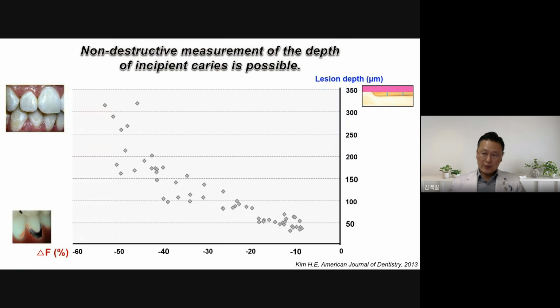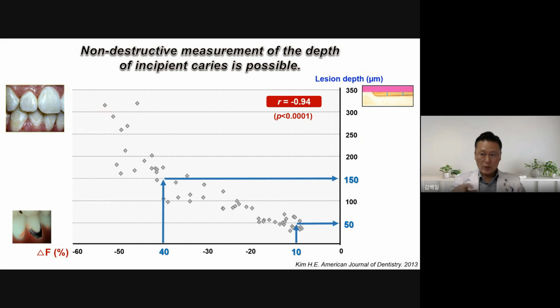According to our previous research, we collected some hundreds of human extracted molars with white spots. We took the image with Curie. We calculated the delta F. Delta F indicates the fluorescence loss from the tooth. Then we also cross-sectioned the tooth and calculated the real lesion depths. We made this kind of structure.